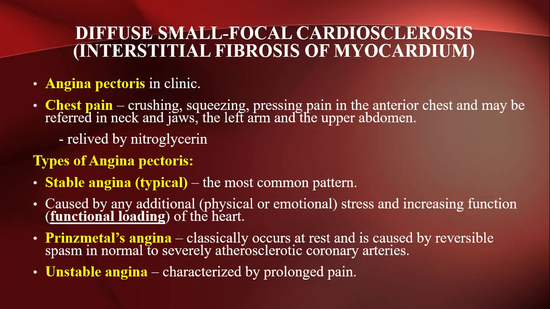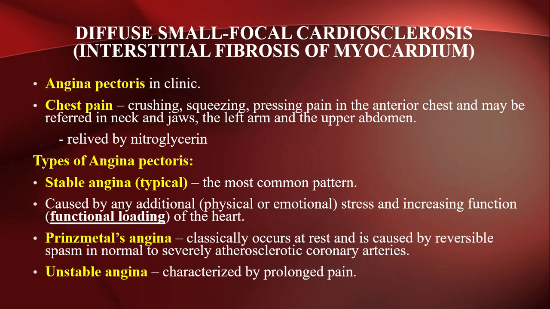Another disease is the diffuse small focal cardiosclerosis, as we call the interstitial fibrosis of myocardium. In the clinic it presents as angina pectoris: chest pain, a crushing, squeezing, pressing pain in the interior chest that may be referred to the neck, jaws, left arm and upper abdomen, and that is relieved by nitroglycerin.